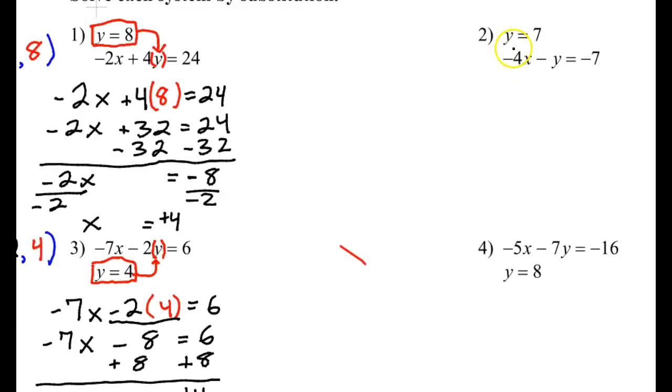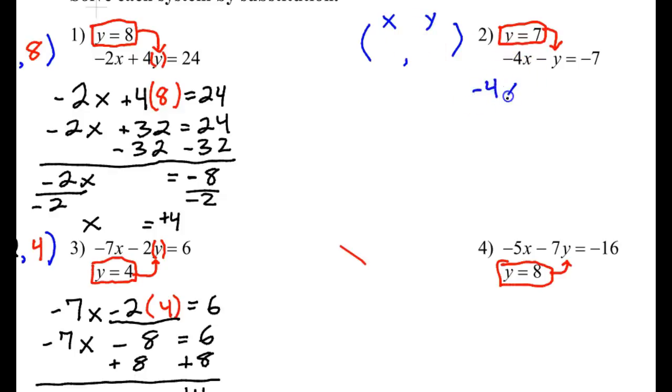Start by figuring out what you're going to plug in. And make sure you write your answer as a coordinate. Make sure your final answer is going to be whatever x equals and whatever y equals in the form of a coordinate. Okay, so let me go through them.